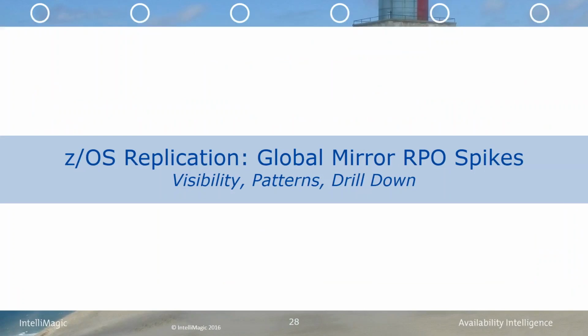Okay, let's move on to the next example. This is for replication. In this case, we were seeing some global mirrored RPO spikes. Now, replication is pretty tricky. It's one of the harder problems that you face in managing your storage environment, especially asynchronous replication.